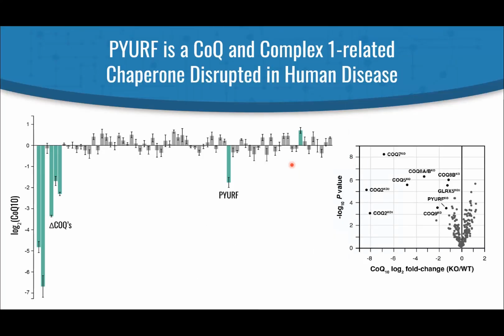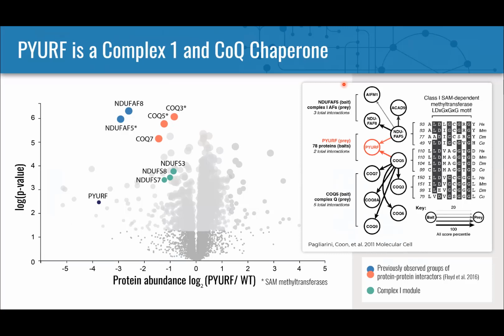Now we can just ask, are there any other genes that also cause a downregulation in CoQ abundance? So these are all the different gene knockouts. And this one here, PIRF, actually does that. So now we just look at CoQ abundance, and these are all different knockout lines. We can see that PIRF, along with the CoQs, if we take it away, causes a downregulation in that particular molecule. And so now we can go to the proteomic data.